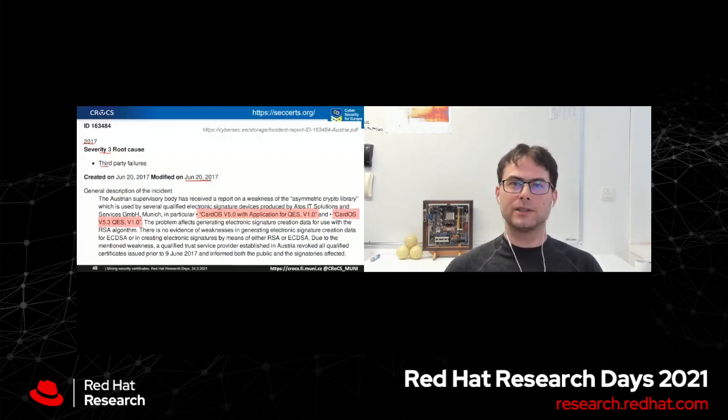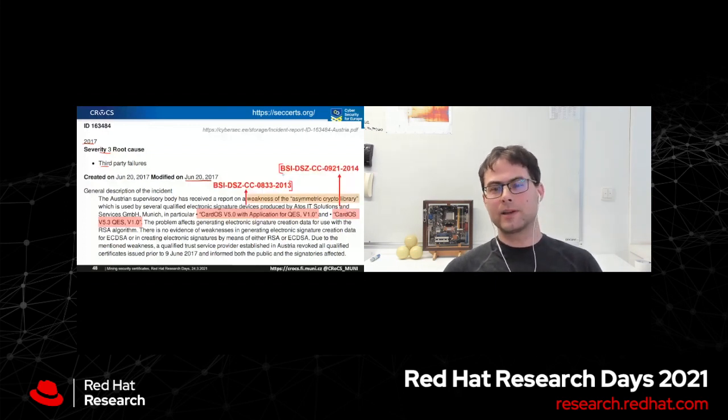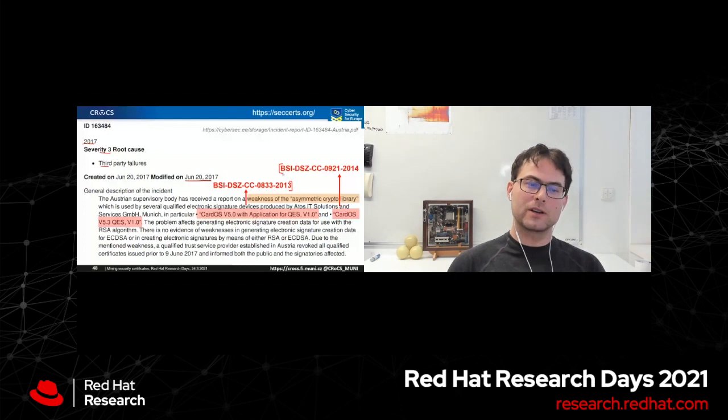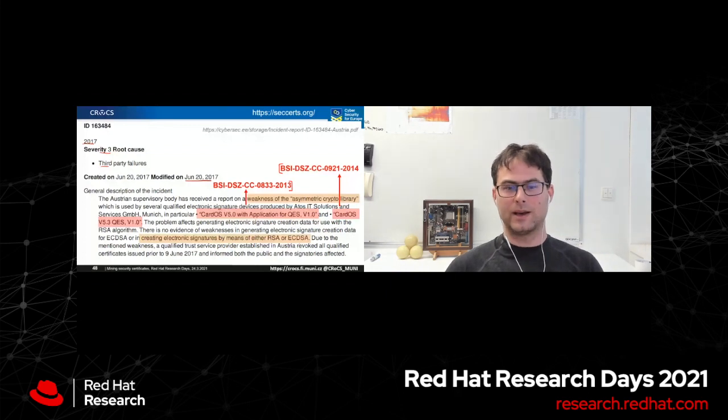There is also other interesting information, like weaknesses in the asymmetric crypto library, and even that creation of electronic signatures by means of either RSA or ECDSA is okay. This is not an issue, with no evidence of weakness in here.